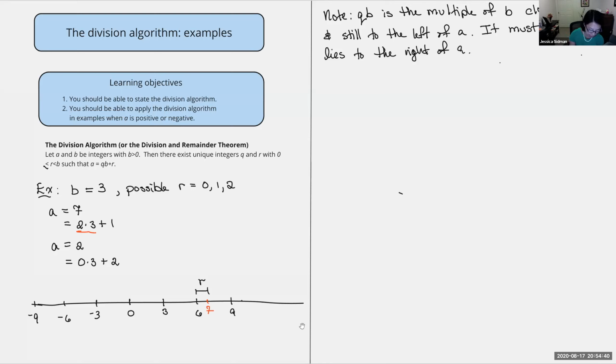So, all right, that seems all well and good when the numbers are small and positive. Now, what happens if we have a negative number? Okay, so let's say, for example, that A is equal to -7. How should I go about thinking about this and finding my QB and R? So let's put the 0 here. And again, I'm going to break off my number line in multiples of 3. So here's -3, -6, -9, etc.